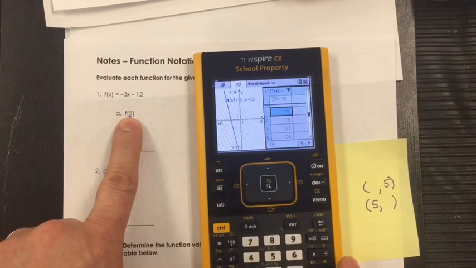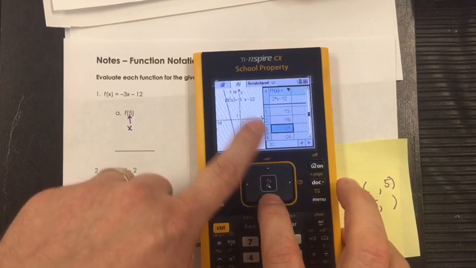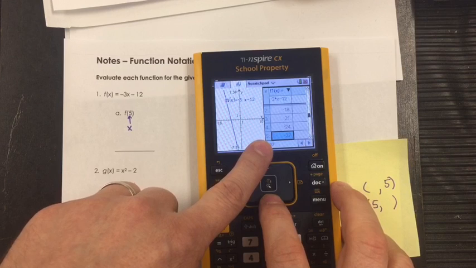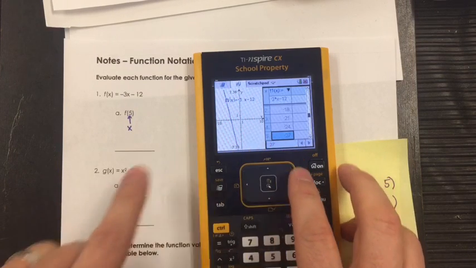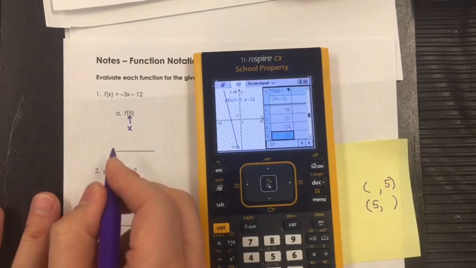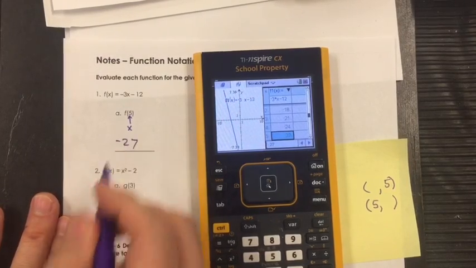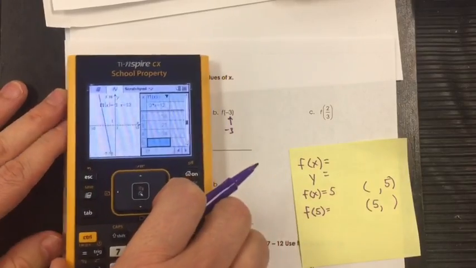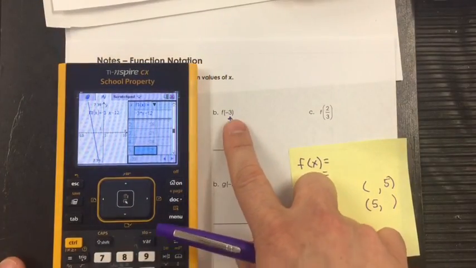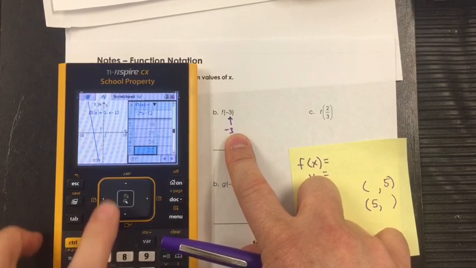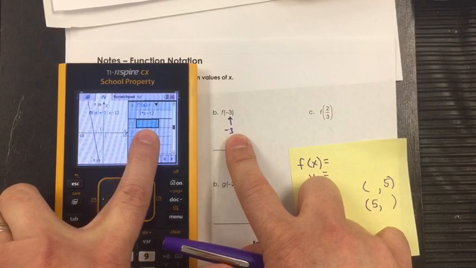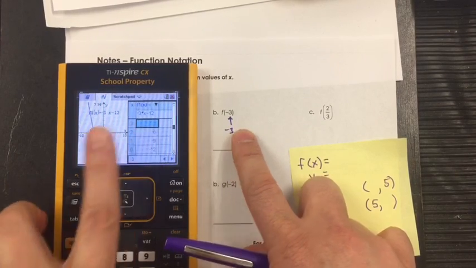They're giving me an x value of 5. I look for 5 in the x column. And there it is. What's my y value? Negative 27. Okay, negative 27. And then for the other one, I don't have to put in a new equation. This goes with the same equation. When I look for negative 3 for my x, I'll scroll up and look at negative 3. And I have a negative 3 for my y as well. Okay?